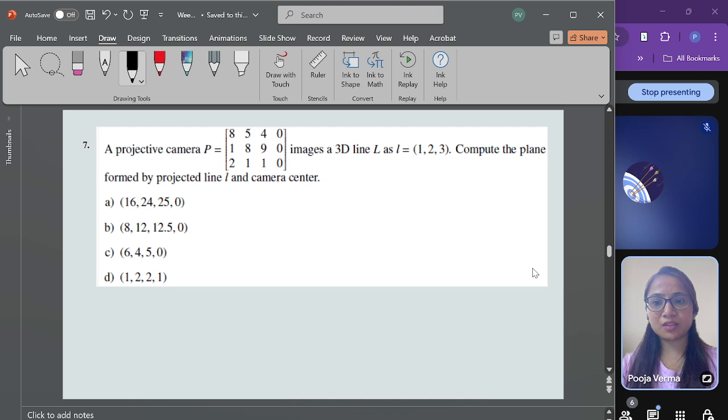So now moving to the next question. The next question is on projective geometry. A projective camera P, that is the projection matrix, is given. Image a 3D line L as represented by small l, 1, 2, 3. Compute the plane formed by the projected line L and the camera center. So here the image line L is given, that is 1, 2, 3, and the projection matrix P is also given. How do we compute back the projected plane with the camera center?